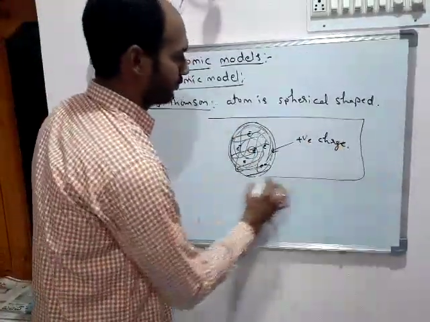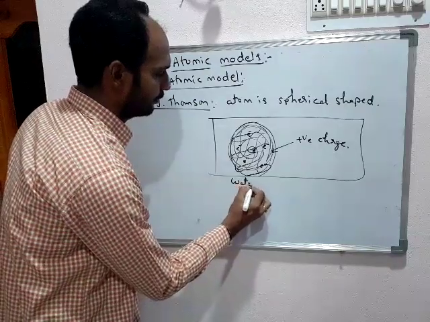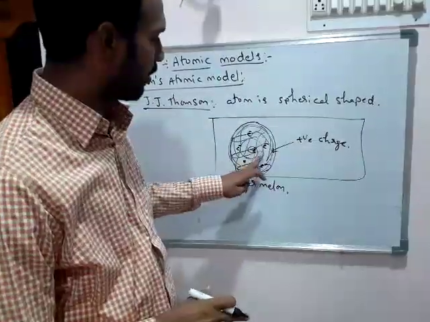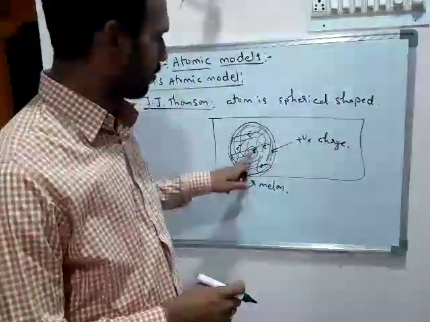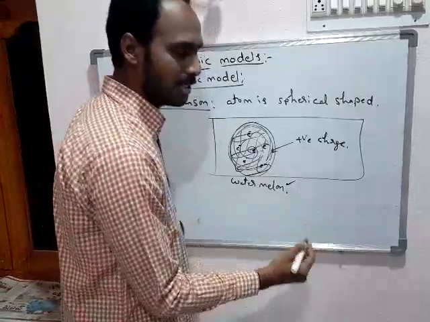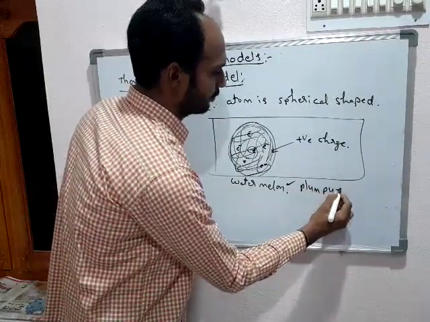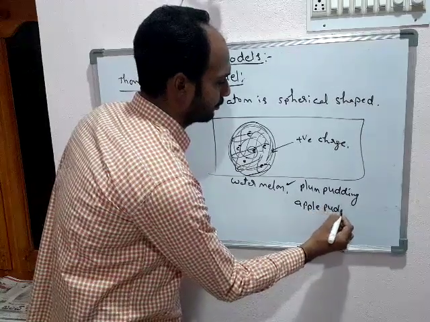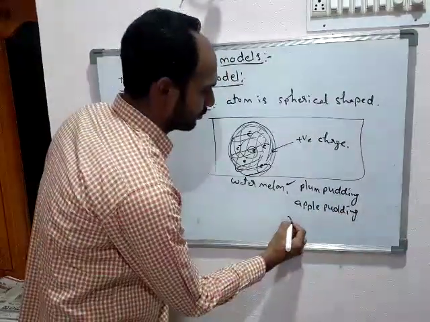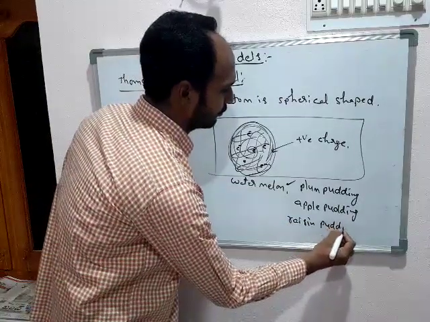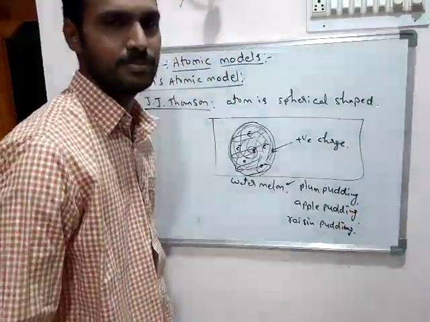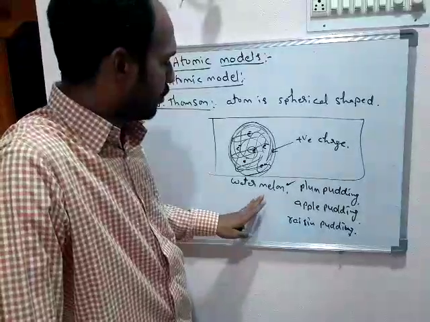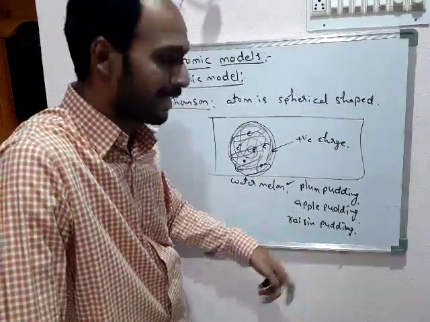So this model is compared with a watermelon, in which the total red mass is compared with the positive charge, and the seeds present in it are compared with the electrons. It is also treated as a plum pudding model, or apple pudding model, or raisin pudding model, meaning the raisins or apples or plums are fixed in particular places. That's why it is called the watermelon model or plum pudding, apple pudding, raisin pudding model.